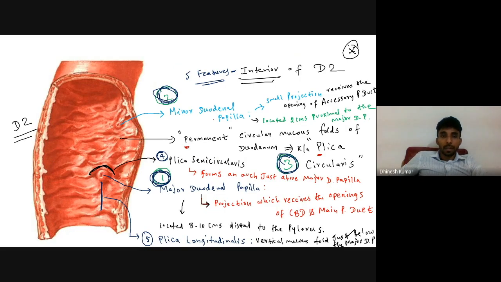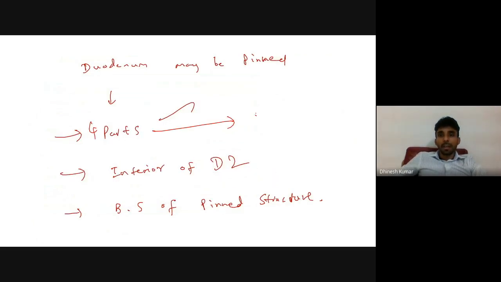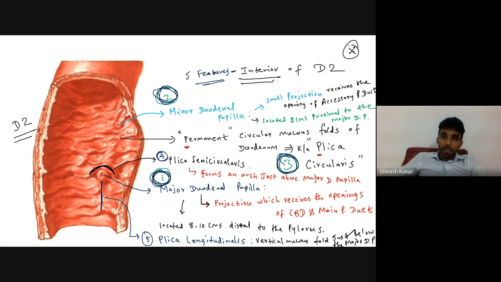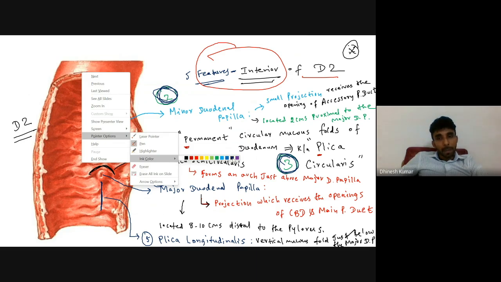So let's discuss this one. You know the parts of the duodenum already. What are the 4 parts? D1, D2, D3, and D4. That is the first part, second part, third part, and the fourth part of the duodenum. What about the interior of D2? This diagram shows the features of the interior of the second part of the duodenum, for spotters purpose, just to remember.